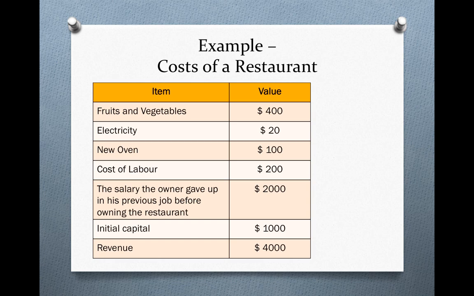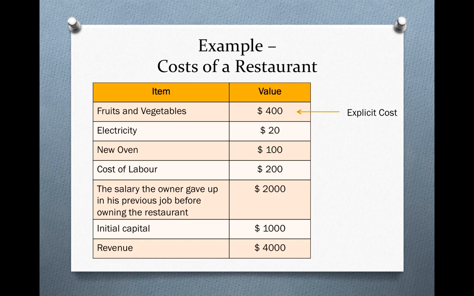So let's take an example. Say you're in a restaurant, they spend $400 on fruits and vegetables, $20 on electricity, $100 on a new oven, $200 as the cost of labor, $2,000 the salary the owner had to give up in his previous job before owning the restaurant, and $1,000 as initial capital. And this restaurant has gained a revenue of $4,000.